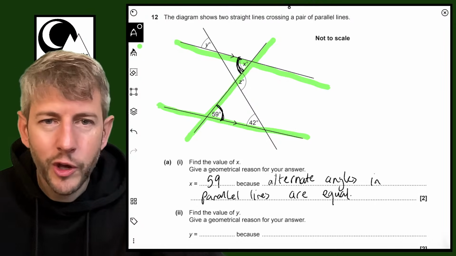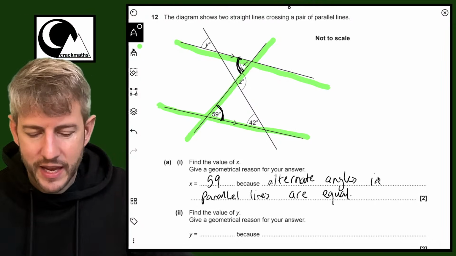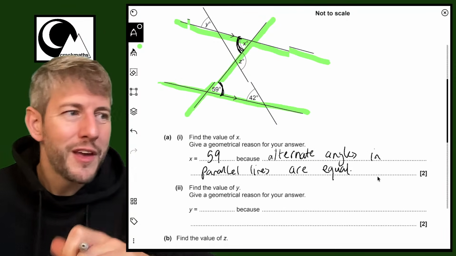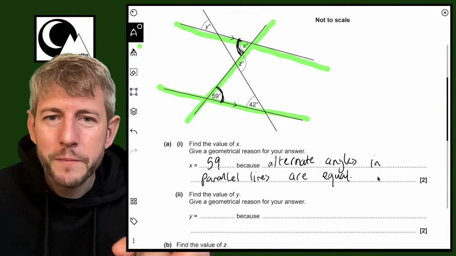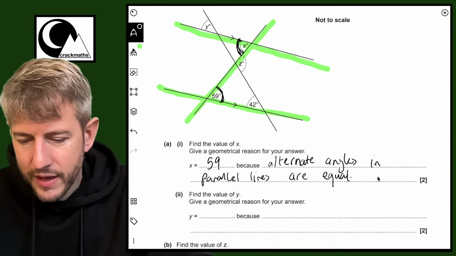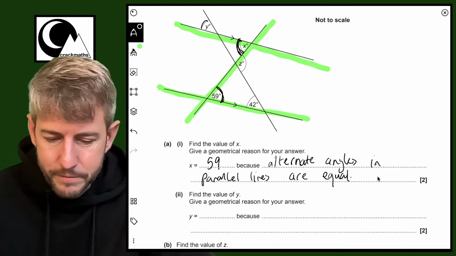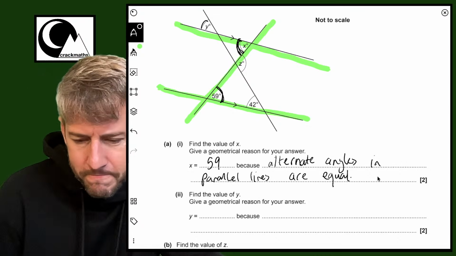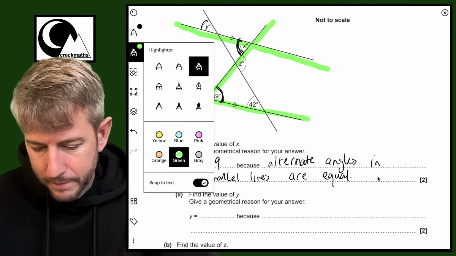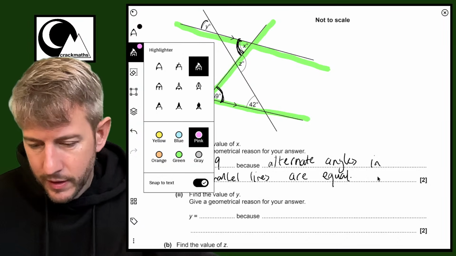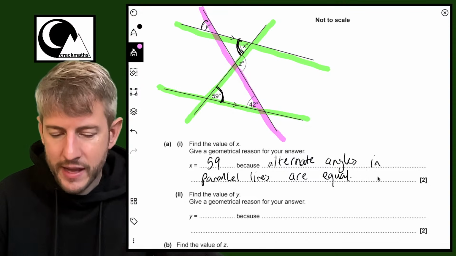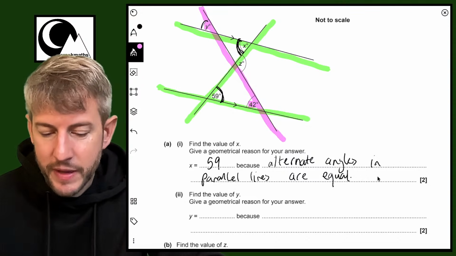Now let's have a look at this second part here. The second one says, find the value of y, give a reason for your answer. Okay, so y is up here. So this is y. Let me change the colour of my highlighter. So we're now looking at this line for y. This is the 42, and this bit here is the y.